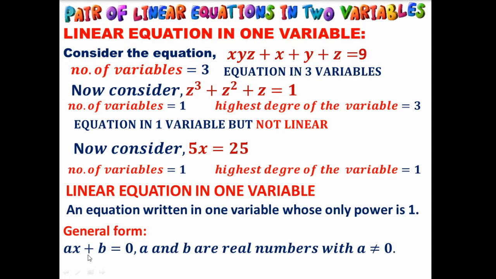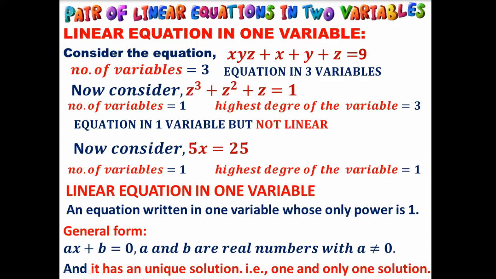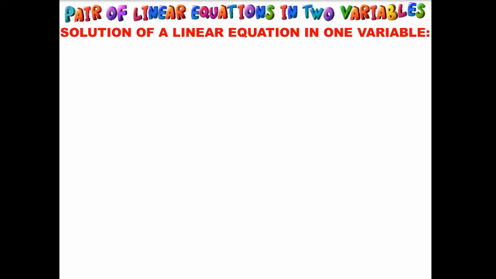And this we have already seen in polynomials. A linear polynomial is ax plus b, and if we equate it to something, like 0, then it becomes an equation. That's all, right? So that is a linear equation in one variable. And it also has a unique solution. That is, a linear equation in one variable has one and only one solution. Let's see how to get that solution. Solution of a linear equation in one variable.